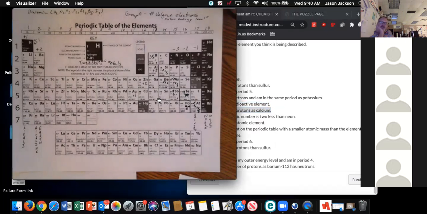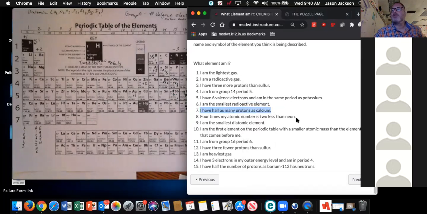I have half as many protons as calcium. So you've got to find calcium and its number of protons and divide it by 2. Neon. Nice, quick. 4 times my atomic number is 2 less than neon.